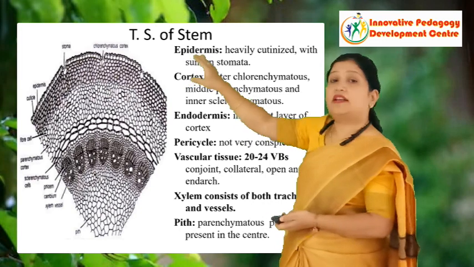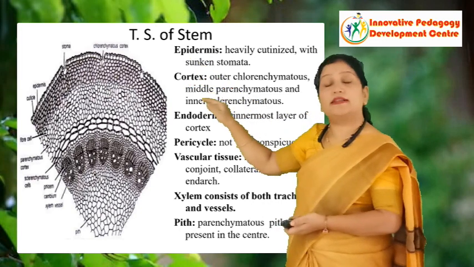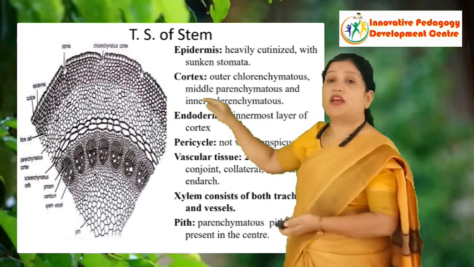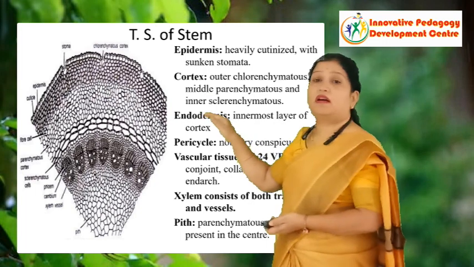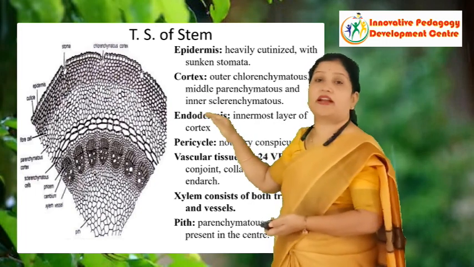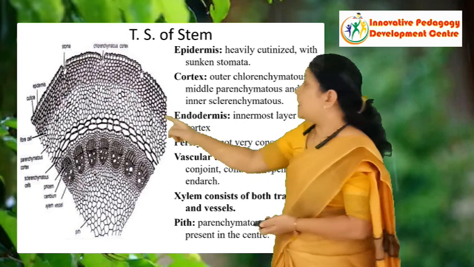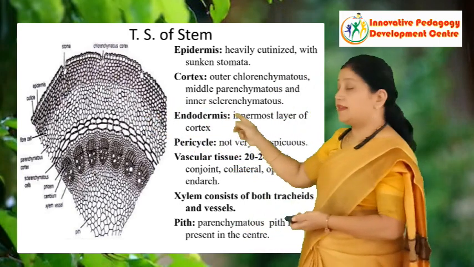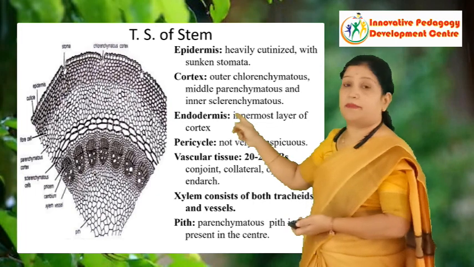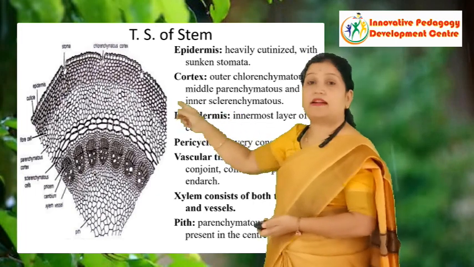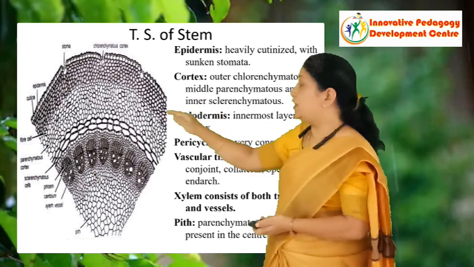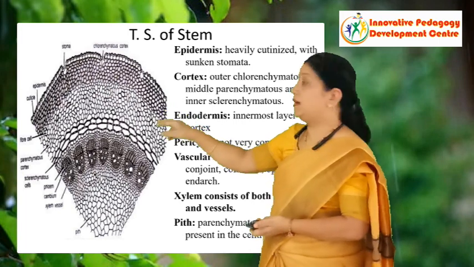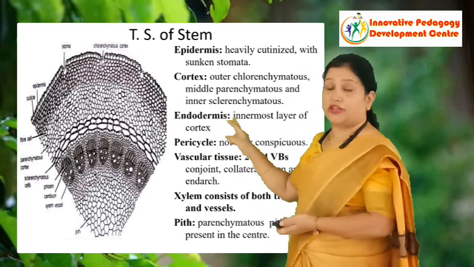This cortical region is followed by the endodermis, but it is not distinguished, and then by the not very conspicuous pericycle. You can clearly see the vascular bundles arranged in a ring, and this is the feature of the dicot stem, where the vascular bundles are arranged in a ring. So 20 to 24 such vascular bundles can be seen arranged in a ring over here.